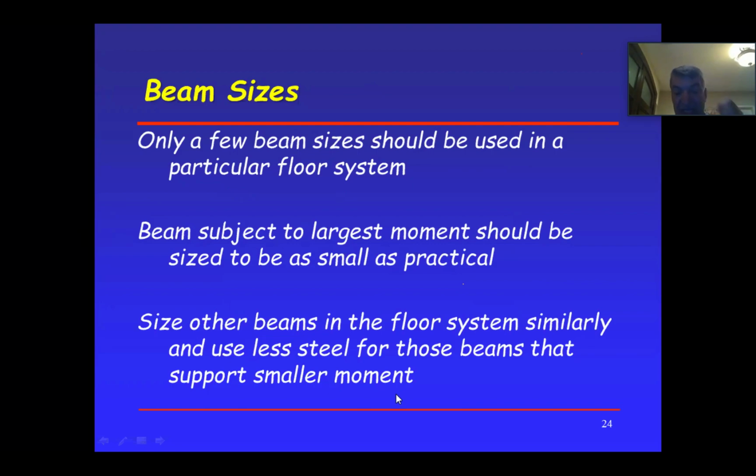So yes, I'm using the same size beam all over the slab, the floor, but my edge beam is carrying less load. So guess what? The steel in that beam is gonna be less than the steel in the middle beam. That's how we're gonna accommodate that. Does that make sense?